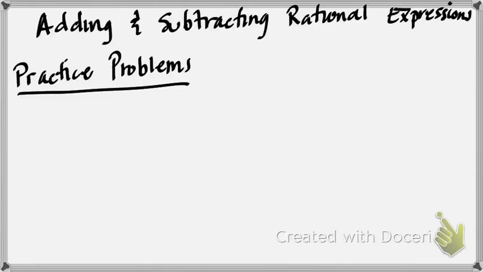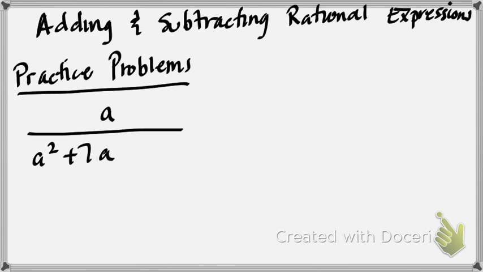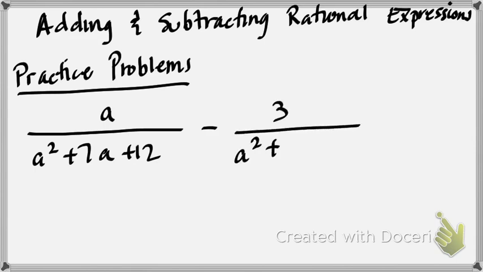Okay, in the last video, we looked at adding and subtracting rational expressions. Now, if you need some more practice, some more examples, I thought it'd be a good idea to do another example here. So let me write this down. We have a divided by a squared plus 7a plus 12. And let's do a subtraction problem. Let's see what that looks like. We have a squared plus 9a plus 20.